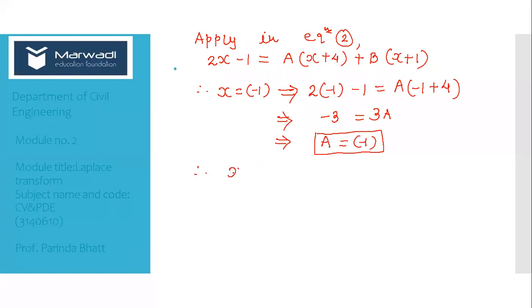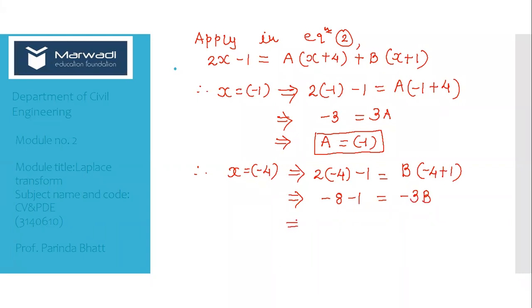Now apply x equal to minus 4. 2 into minus 4 minus 1 equal to the a term, which is 0. Now remaining is b into minus 4 plus 1. So minus 8 plus 1 equal to minus 3. Minus 9 equal to minus 3b. Therefore, b is equal to 3.